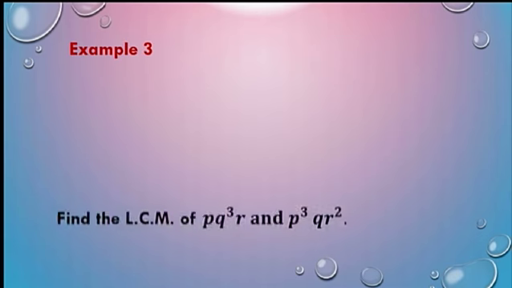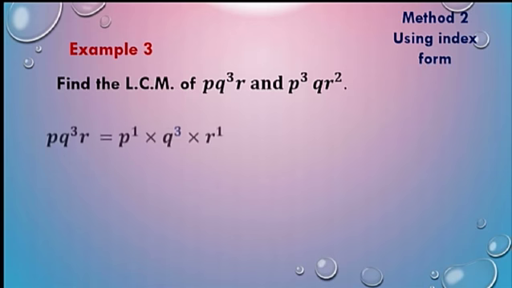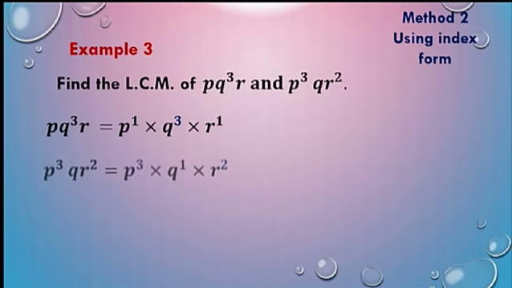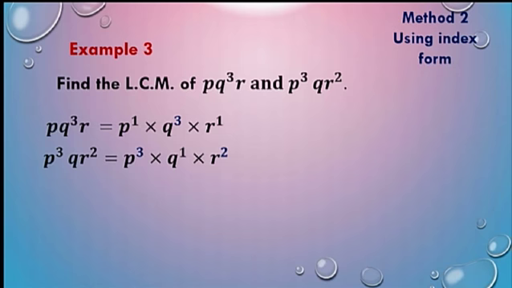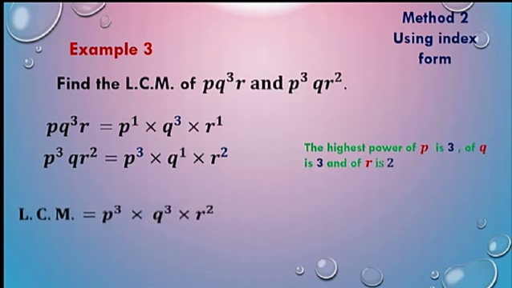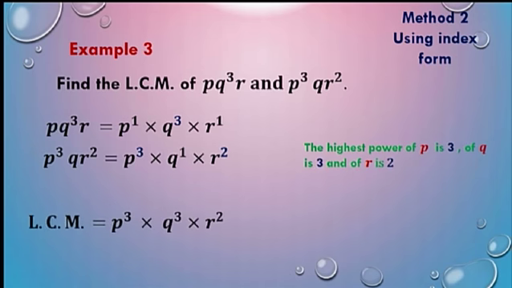Using the second method, we write these two terms in index form. Then we take one term from each column having the highest power. So the LCM here is p power 3, q power 3, r power 2. Because in the first column, we have the highest power of p as 3. In the second column, the highest power of q as 3. And in the third column, the highest power of r as 2. So the final answer is p to the power of 3, q power 3, r power 2.